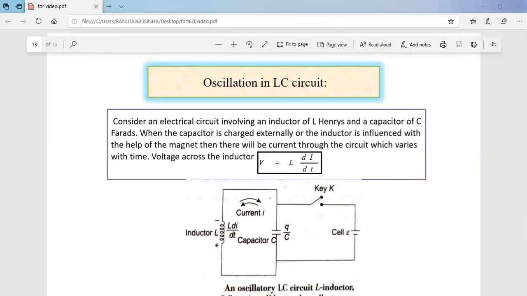Oscillation in an LC circuit. Next, consider an electrical circuit involving an inductor of L henries and a capacitor of C farads. When the capacitor is charged externally or the inductor is influenced with the help of a magnet, there will be a current through the circuit which varies with time. The voltage across the inductor is V equal to L di by dt. This is the figure: the inductor, the capacitor, the key, and the cell. The voltage across the inductor is L di by dt, and the voltage across the capacitor is Q by C.